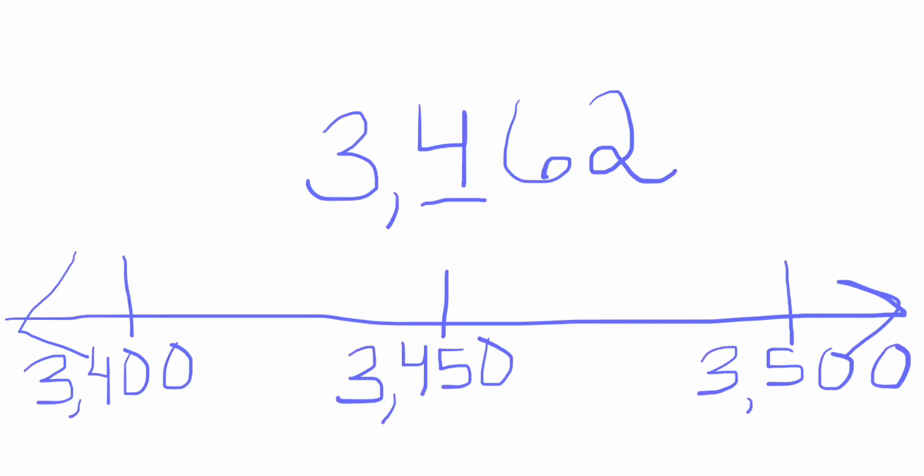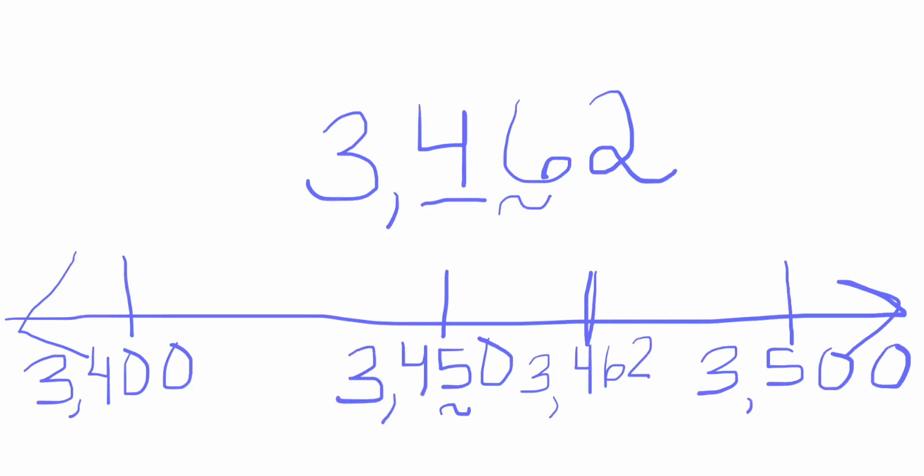Well, I see that our number is 3,462. So when I'm looking at that 6, I know that 60 is going to be greater than 50 in the tens place. Therefore, that number is going to come after 3,450. So 3,462 on a number line is going to fall after the midpoint.